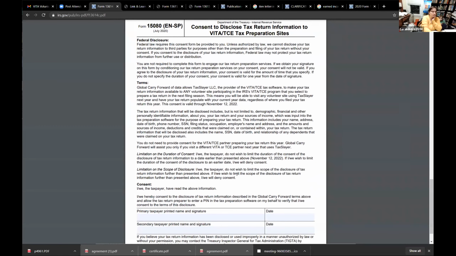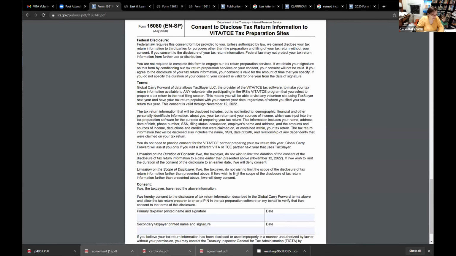One thing I did want to show you guys on the very back, the last thing, is the federal disclosure, consent to disclose tax return information to our sites. Basically what this says, global carry forward assists if you visit a different site next year. What we tell them, we tell them to sign this thing. So the quality reviewer will go through their tax return with them after you fill out the tax return with them, right? And we will go through it line by line with them and show them exactly what is on their return. And then it says to disclose this tax return information.